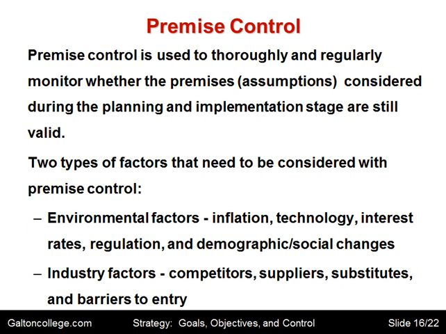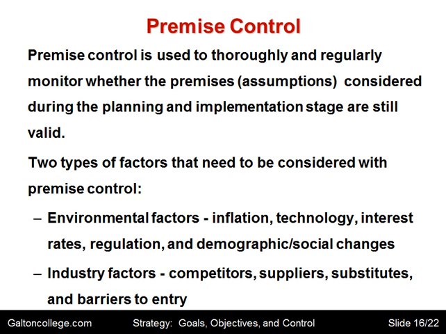Now, two types of factors need to be considered with premise control. First of all, environmental factors, and secondly, industry factors. Well, with the environmental factors, I've already mentioned some of these. For example, inflation, technology, interest rates, regulation, demographic and social changes, and so on. You can extend this list. But it's very difficult for businesses to make assumptions about the future. The future is so uncertain.